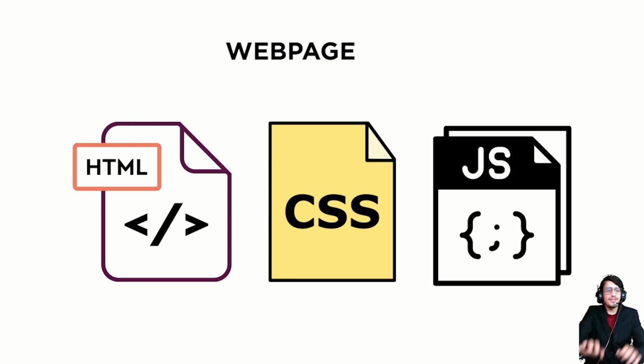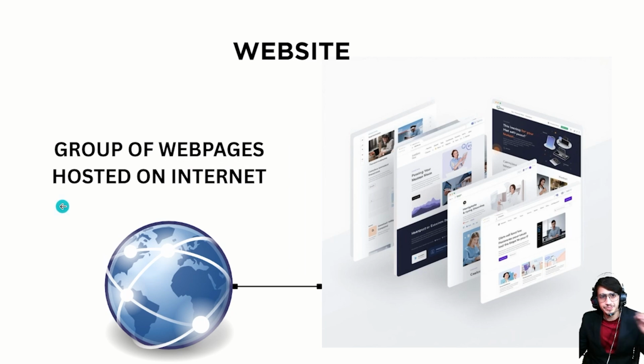I know, if you are seeing this for the first time, you will wonder what these are. I will explain everything in short, because HTML, CSS, and JS each have very long lectures, and I will upload 10 to 15 lectures on each of them. First of all, a website is a group of web pages hosted on the internet. This is a web page, this is a web page, this is a web page, and this is a web page. When we combine all the web pages, this makes a website.